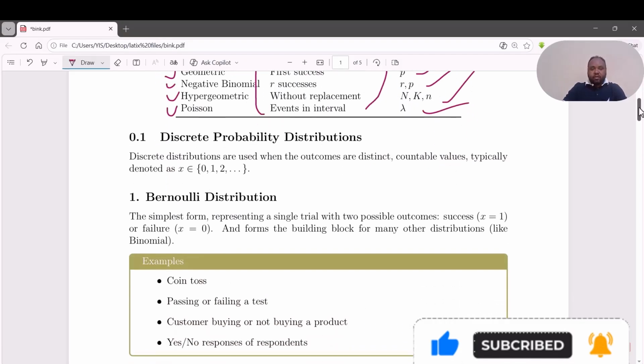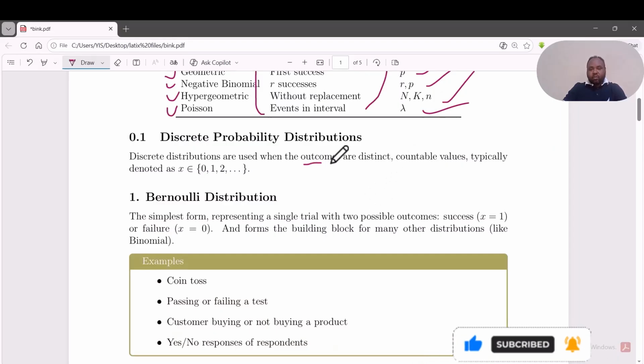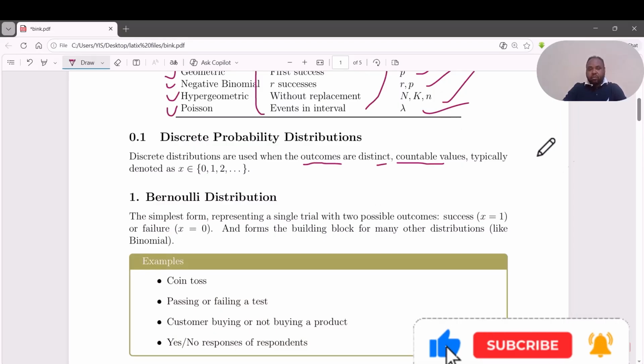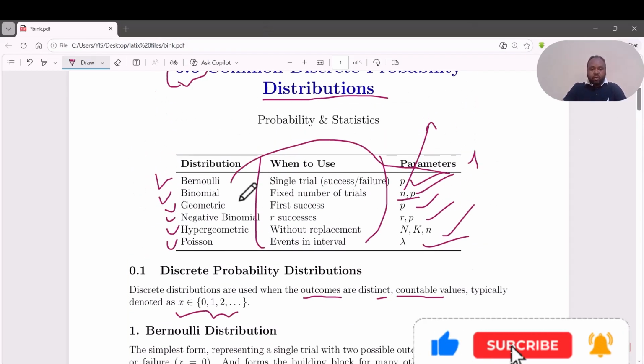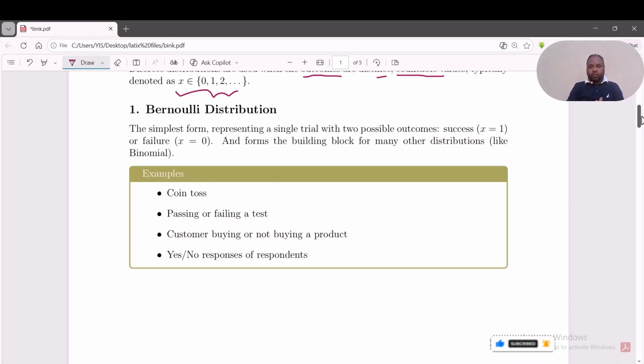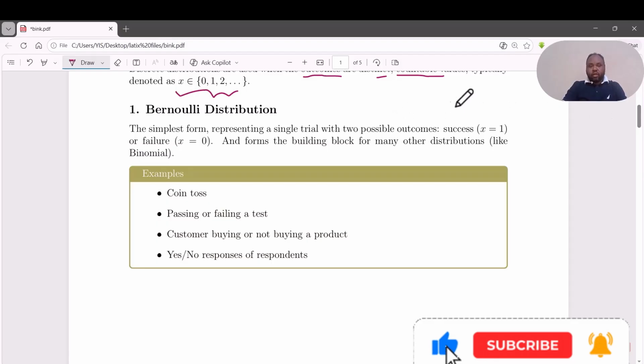Discrete, once again, is when the outcomes are distinct countable values, typically denoted as 0, 1, 2, and so on, which can be countably finite or infinite. The typical concept here is that the possible values are distinct countable values for which we can model either Bernoulli, binomial, geometric, negative binomial, hypergeometric, or Poisson distribution, as the case may be. In this video, we will learn about Bernoulli distribution, binomial distribution, and Poisson distribution in detail.